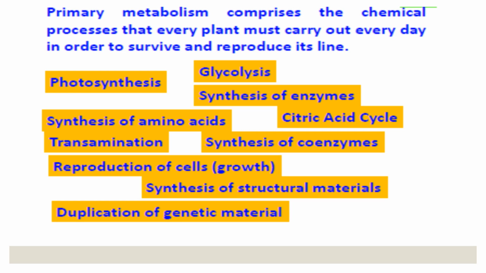Photosynthesis, as you know, glycolysis, the Krebs cycle or citric acid cycle, synthesis of amino acids, transamination, synthesis of coenzymes, reproduction of cells or growth, synthesis of structural material, as well as duplication of our genetic material or DNA are the best examples of primary metabolism.